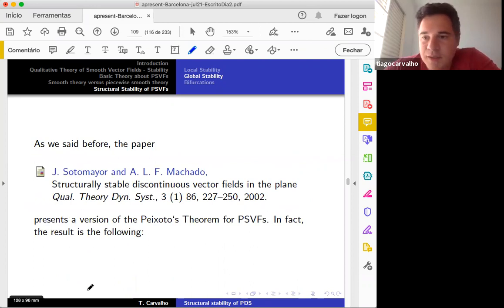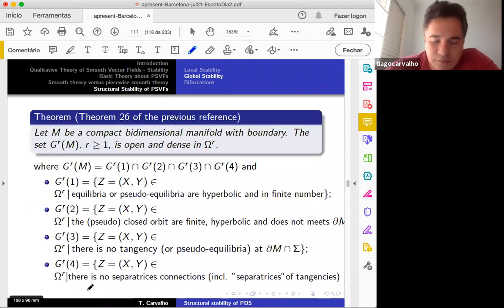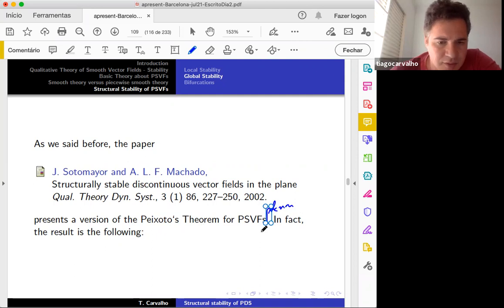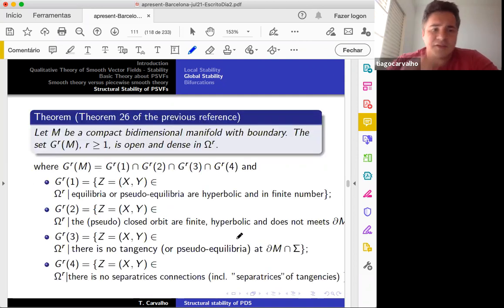As we said before, this paper, that I will explain the main result now, presents a version of Peixoto's theorem for planar or bidimensional piecewise smooth vector fields. In fact, the result is the following, Theorem 26. If M is a compact bidimensional manifold with boundary, they are working with the case with boundary. If you remember, I told you about the Poincaré-Bendixson theorem with and without boundary.